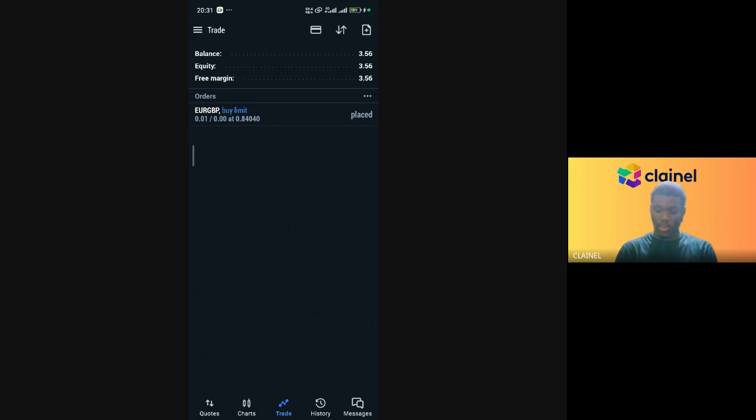You can see right here it's showing placed, and you can see your SL price, and you can see your entry price.